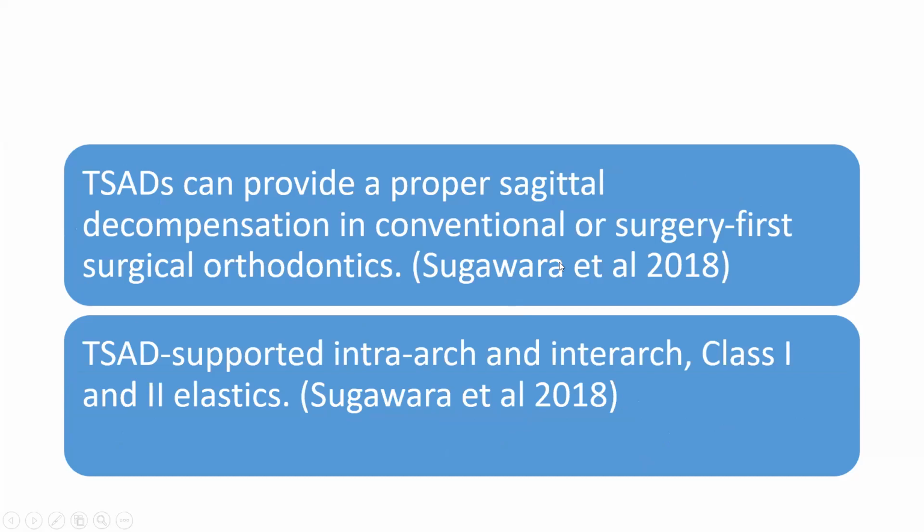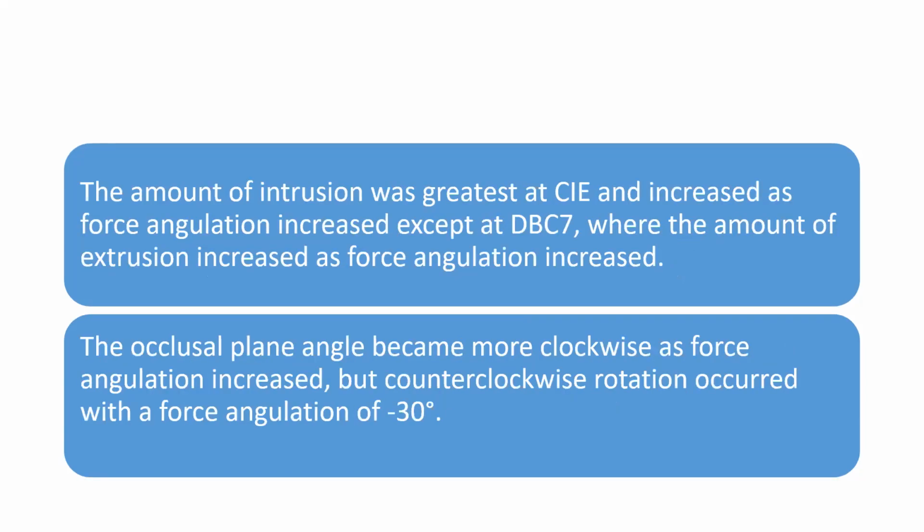What they have done is they have used mini plates in the maxillary anterior portion and in the mandibular posterior portion, and they have used the elastics in order to decompensate the dentition. So the temporary anchorage device can be supported both by intra-arch and inter-arch, and also class 1 and class 2 elastics.